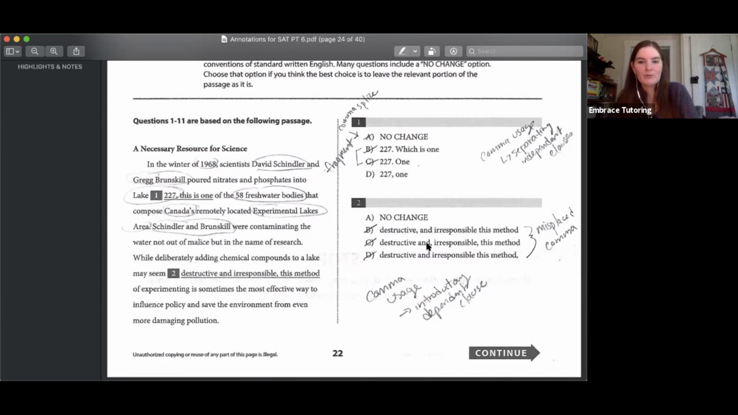Choice C puts the comma after and, which doesn't make any sense in this context. So destructive and irresponsible, this method, it makes it choppy and it doesn't make it flow well. And it's just an incorrectly placed comma. Choice B, you have destructive followed by and irresponsible, this method. You need a pause between irresponsible and this method. So because irresponsible is marking the end of the dependent clause, this method is starting the independent clause that the dependent one is attached to. Does that make sense? Okay.